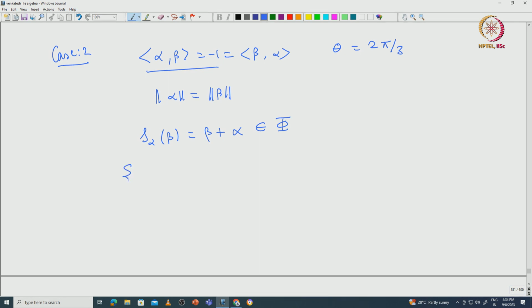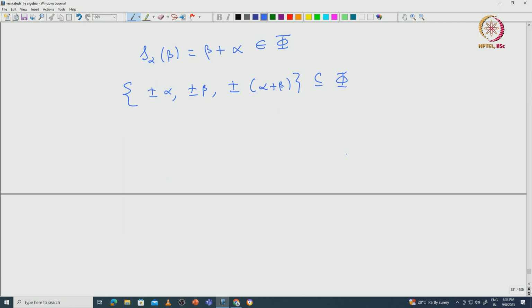So this proves that you have plus or minus alpha, plus or minus beta and plus or minus alpha plus beta. So these are all elements of your phi. But one can check in this case that these already form a root system. So this set itself forms a root system. This is something one can check easily, so I will leave it as a check exercise. So this is going to be the case.